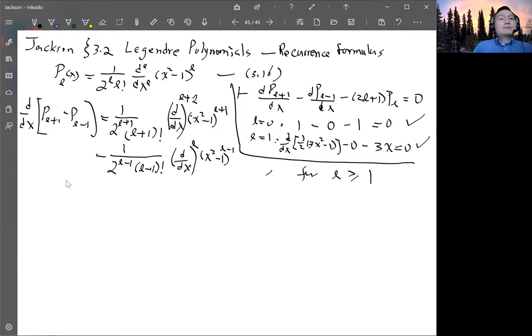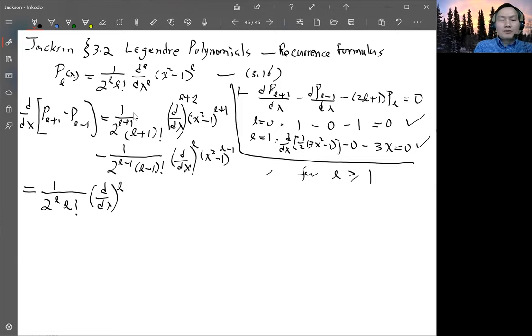Now you have two terms. We can then pull out some common factor. Because all have similar factors, you can pull out a two to the power L and L factorial. I mean, it doesn't have to be this one, but it's one way to do it. And here you have a derivative, an L derivative and an L plus two derivative. So you can pull out just the d/dx, the L derivative here.